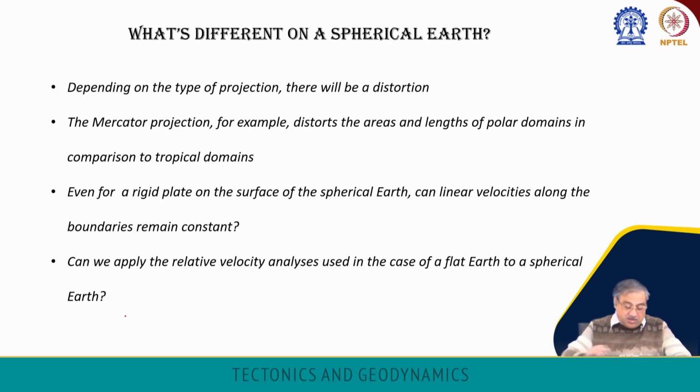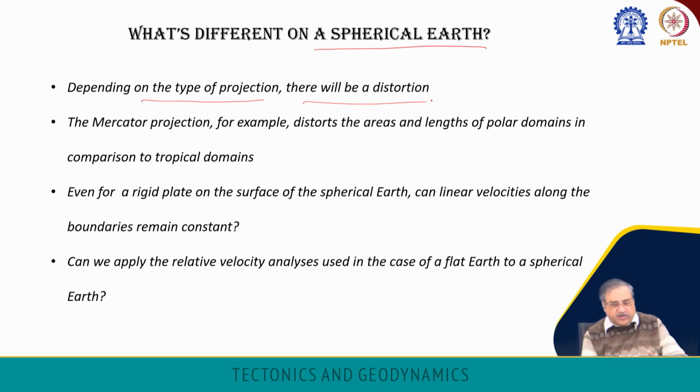So now, how would all of these processes differ if we now consider what the Earth really is? It's a sphere. So if we consider a spherical Earth, how would this actually differ? Now, there will be differences, and primarily one of the things is that when we analyze, what we normally do is to project it on 2D. So depending on the type of projection we use, there will be a distortion. There will be a distortion in the geometry.